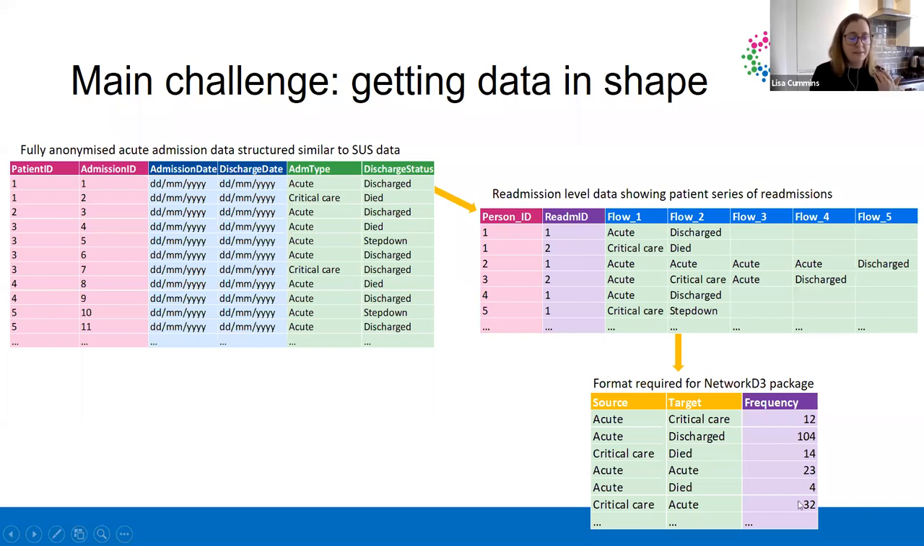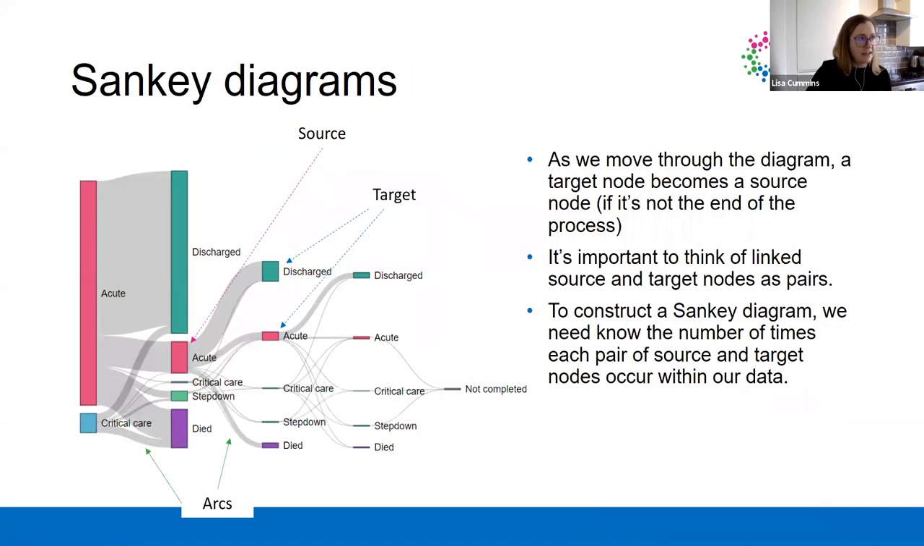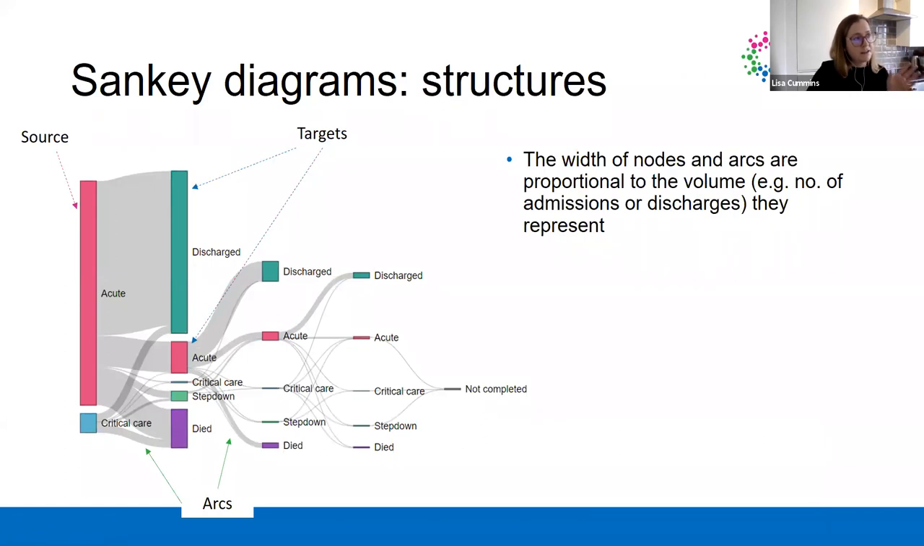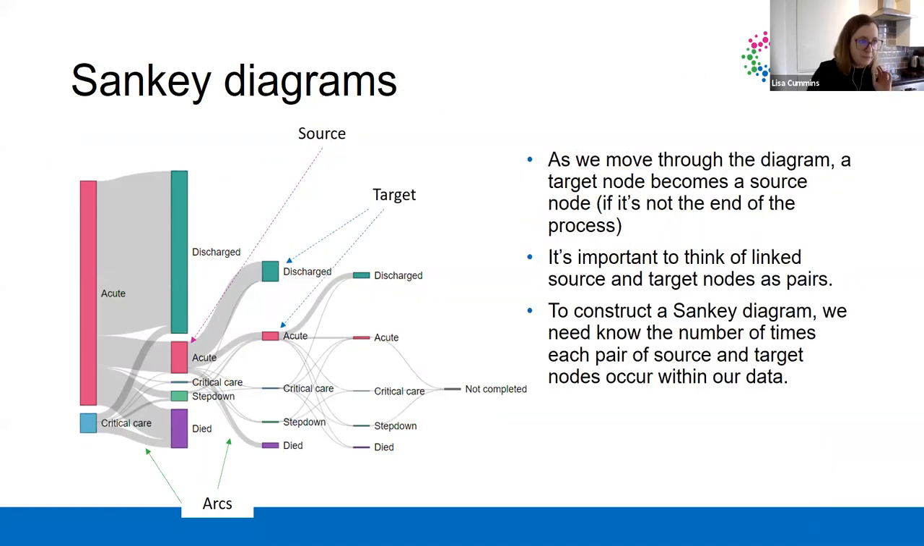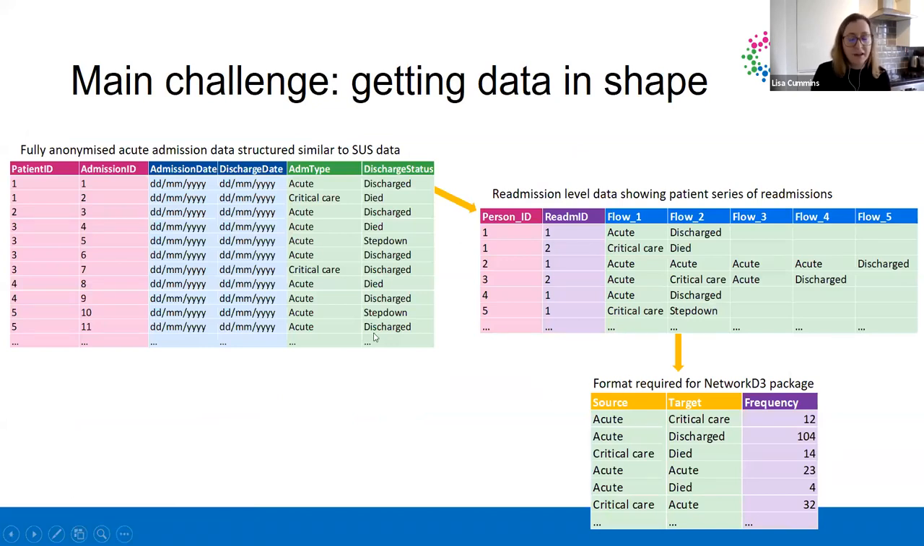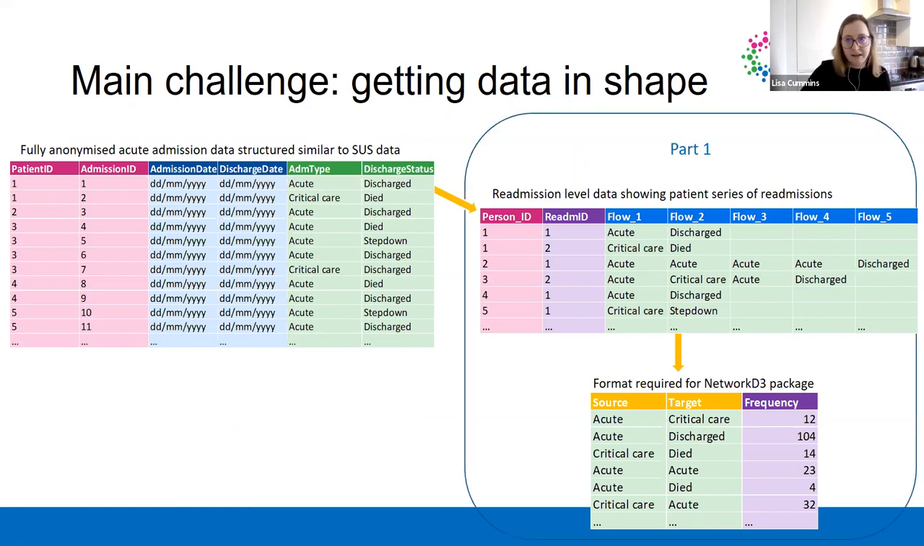And then from this, we need to get our data into a shorter data frame, which will have our source and our target nodes, along with the frequency at which they occur. That's why I was emphasizing the importance of thinking about each of these source and target nodes as pairs, because ultimately this is what we want to create. Otherwise, we won't be able to run the Sankey D3 package. So I hope that makes a little bit of sense. It will make a lot more sense as we go through the morning.